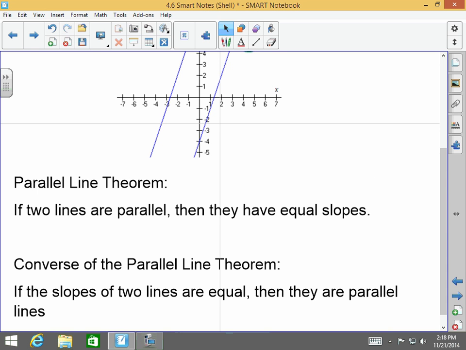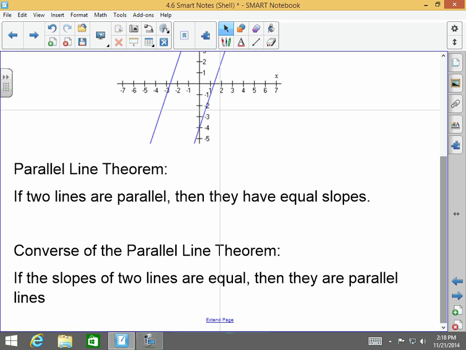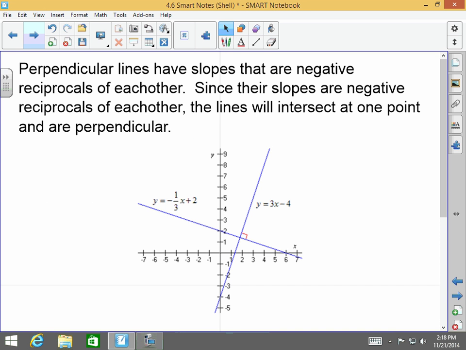Live it, love it, learn it, and know it. Gotta know this, okay? Very, very, very important. This will be used later on in proofs. All right? Now I know I'm going fast, but that's why I have a video, so I'm going to move on, guys. Perpendicular lines. Perpendicular lines have slopes that are negative reciprocals of each other.